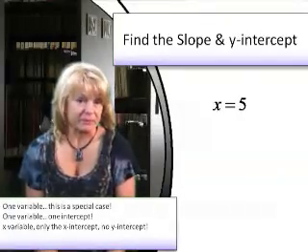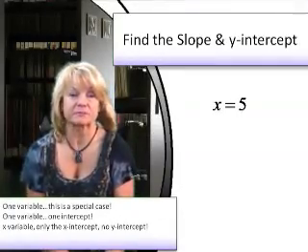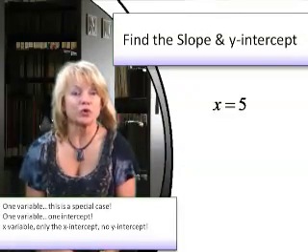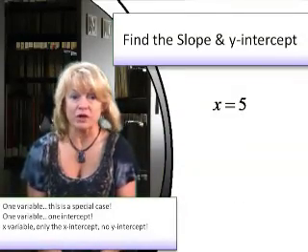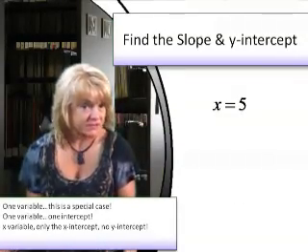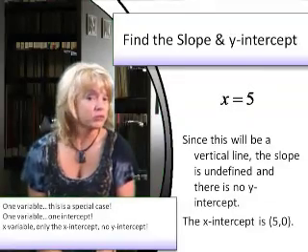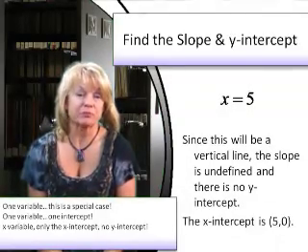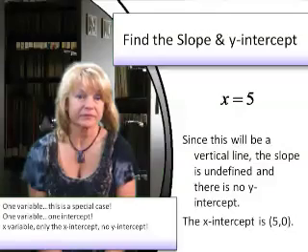Due to only one variable for this problem, this is a special case. This line will only cross the x-axis. It won't cross the y. Because this is a vertical line, there will be no y-intercept, and the slope will be undefined.